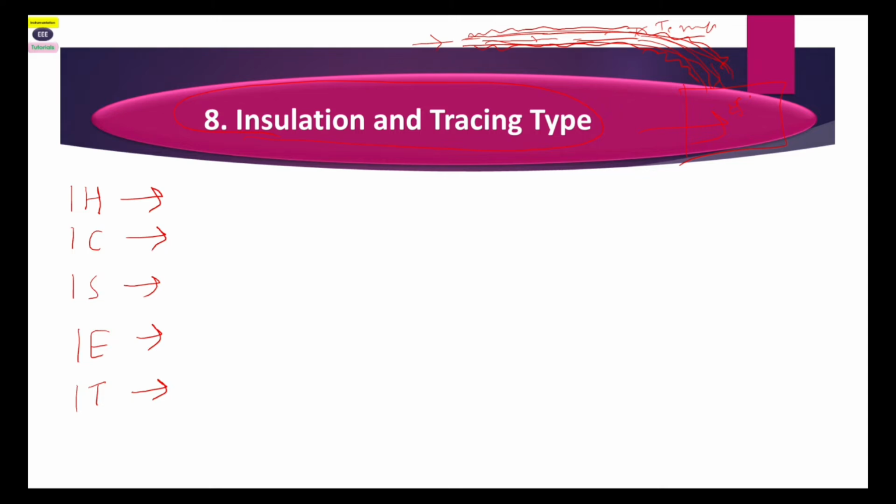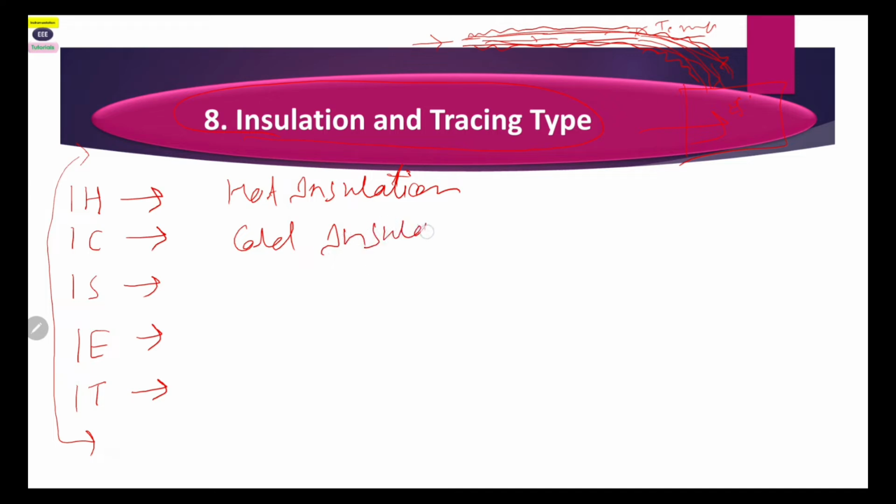Now, what is the meaning of IH, IC, IS, and IT? These types of insulation terms are generally used in a P&ID. If IH is written, this means hot insulation. Hot insulation means it will maintain the highest temperature. IC is cold insulation. So whenever you see IC written in any P&ID, this means cold insulation.